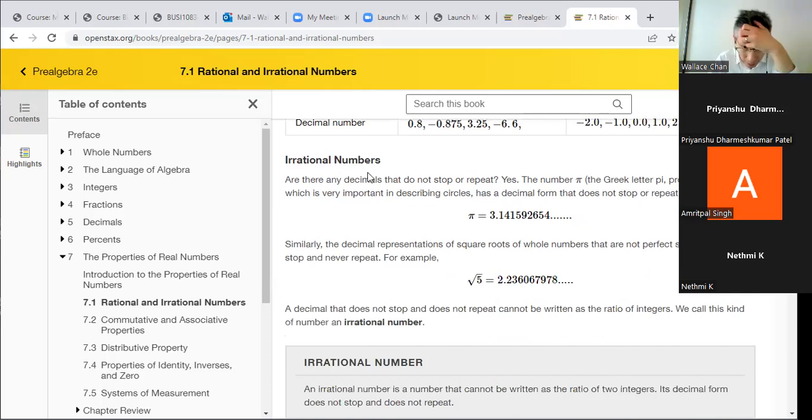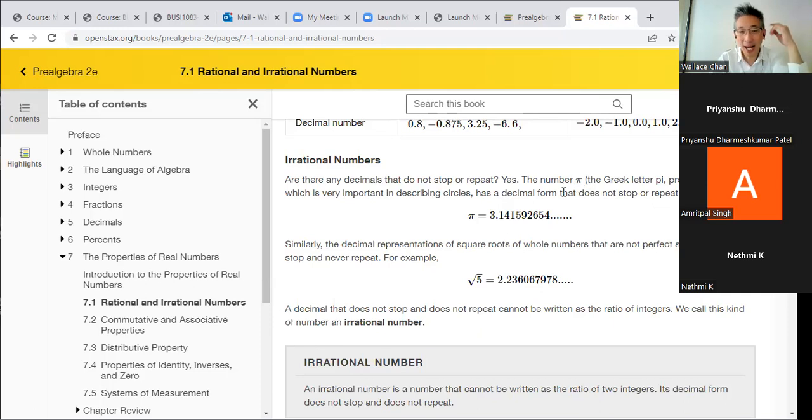Now, irrational numbers: are there any decimals that do not stop or repeat? I'm not sure if you still remember when you went to elementary school, they introduced a very special number called pi.